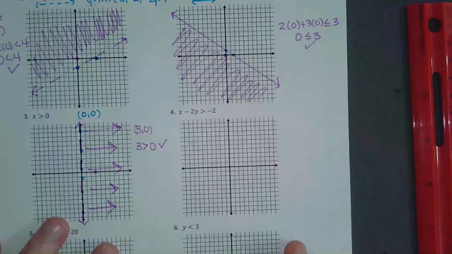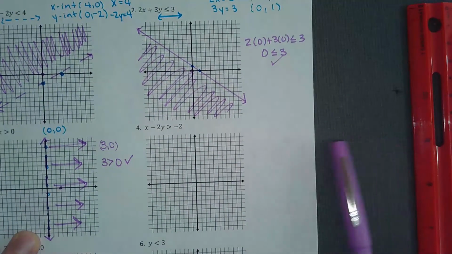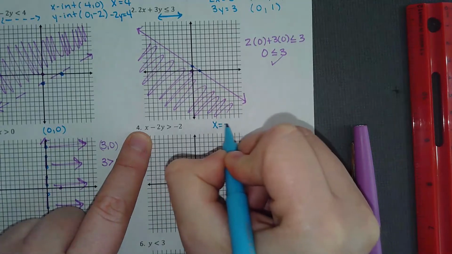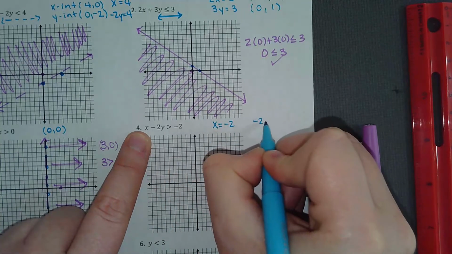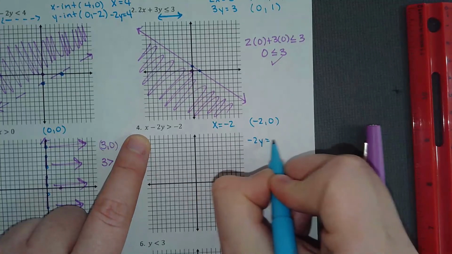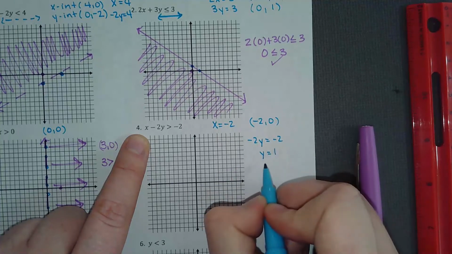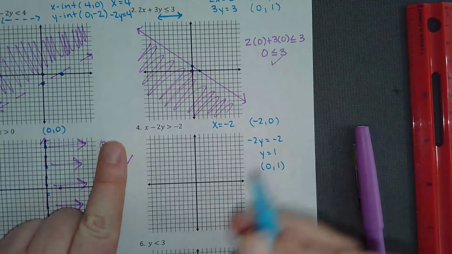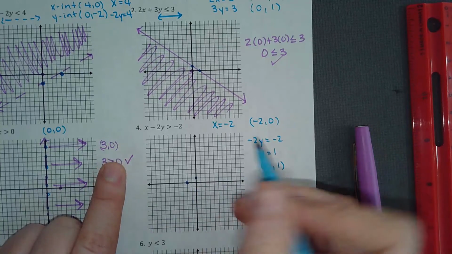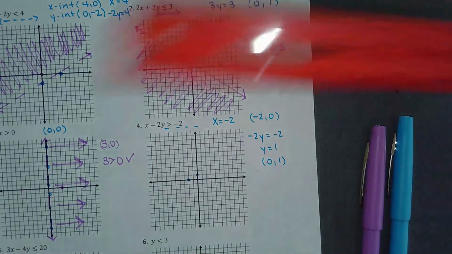All right. I'm going to do the next one. For my intercepts, I have x equal to -2, so (-2, 0). And then I have -2y equals -2, so y equals 1, so my point is (0, 1). So (0, 1) and (-2, 0). It's a dashed line. Connect these 2 points.